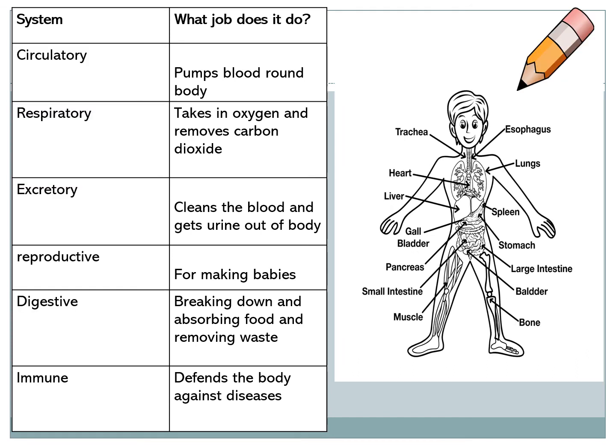body. The respiratory system takes in oxygen and removes carbon dioxide. The excretory system cleans the blood and gets rid of urine from the body. The reproductive system is for making babies. The digestive system breaks down and absorbs food and removes waste, and the immune system defends the body against disease. So well done if you managed to get that correct.